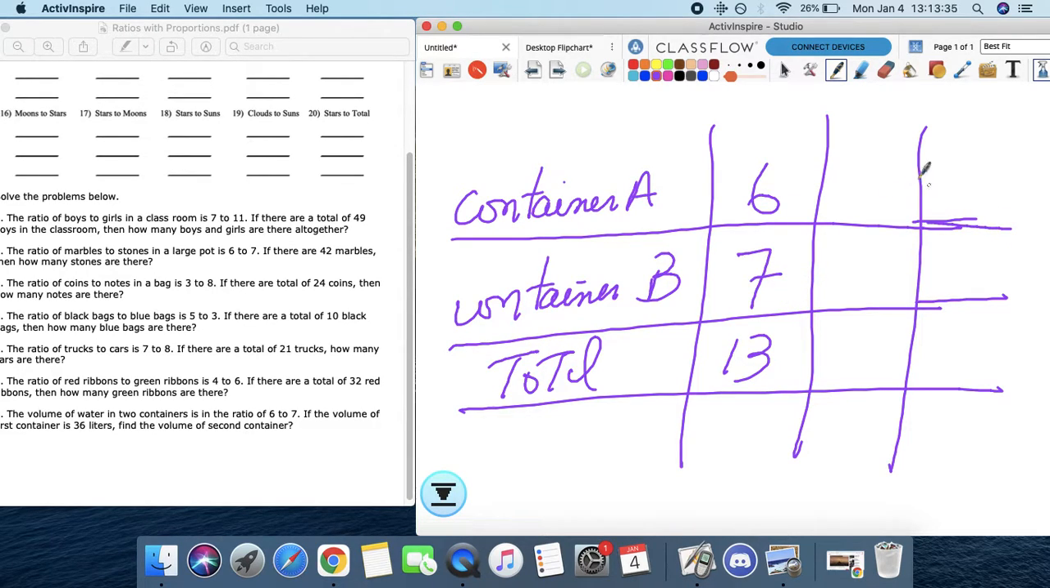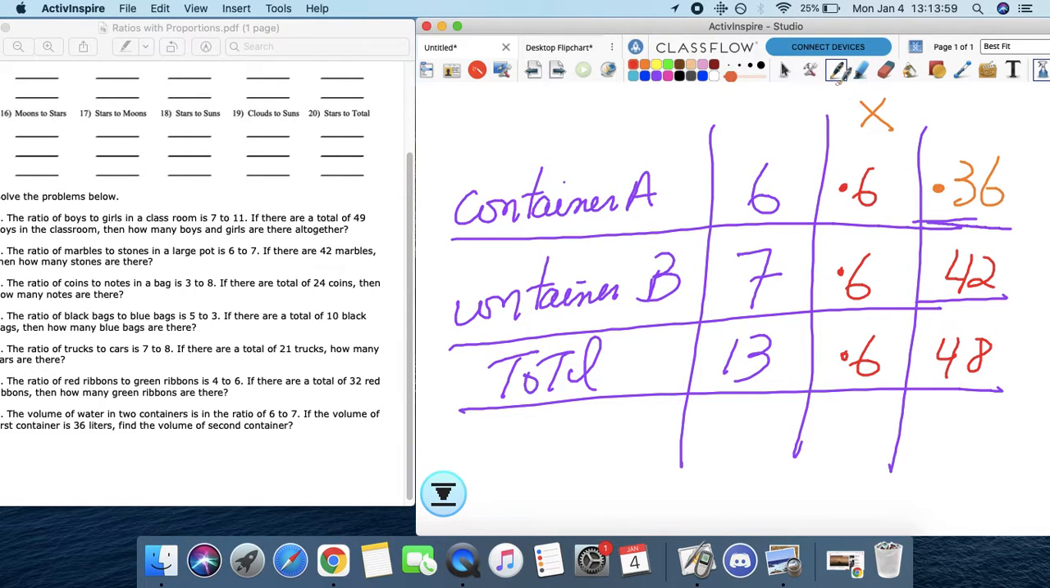The first container cambió para 36, so we increased the volume, aumentamos el volumen to 36. How did that happen? What was the factor here? The 6, how did it become 36? Times 6. Which means I multiply this also by 6, and this también por 6. 7 times 6 is 42. 13 times 6 is 8, 48.